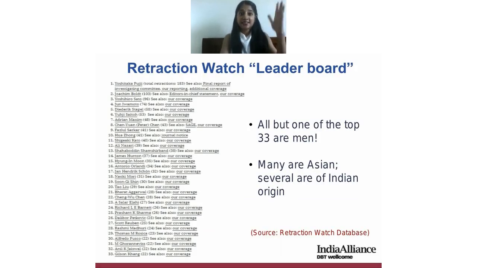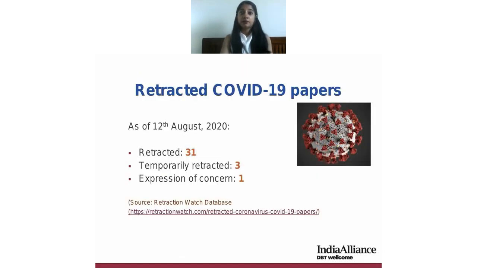Retraction Watch actually has a leaderboard with the top researchers with the highest number of retractions. Topping that is a Japanese scientist with 183 retractions. Another interesting point to note is of the top 33, all except one are men. Many are Asian, many are Indians. So it's a very, very worrying trend. Very, very relevant in today's times.